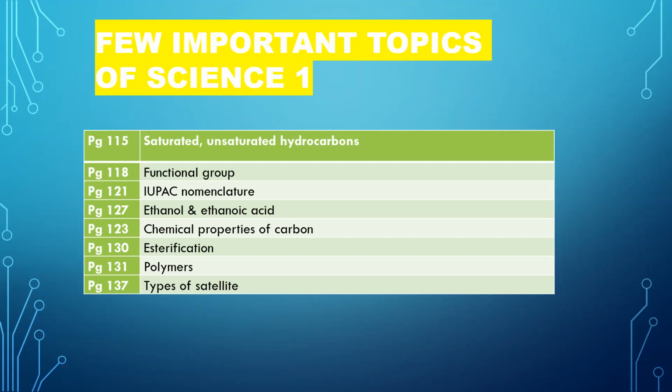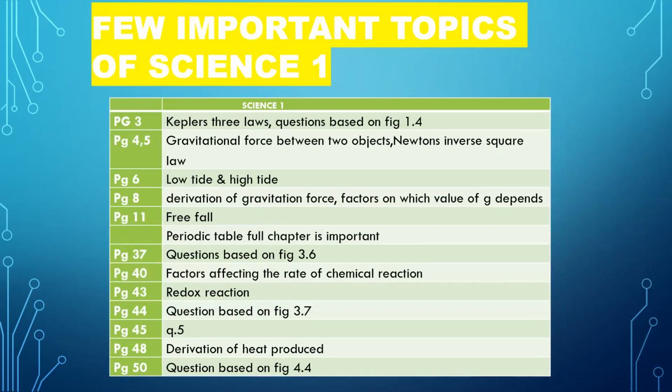Page number 131, polymers. Page number 137, types of satellites, right? So these are all, students, very important points for your study purpose. If you understand this much, you learn this much, it will be very beneficial for you. So take a screenshot of this.